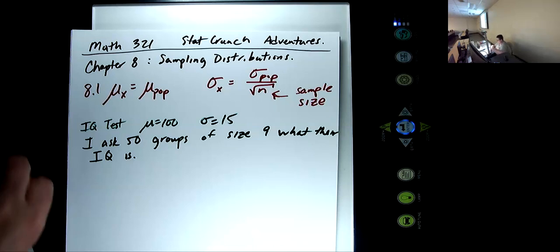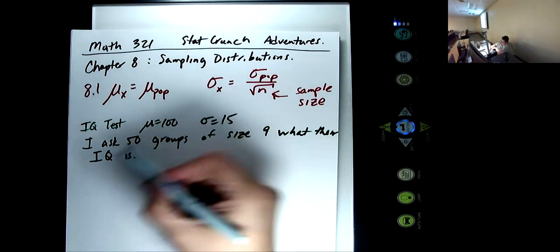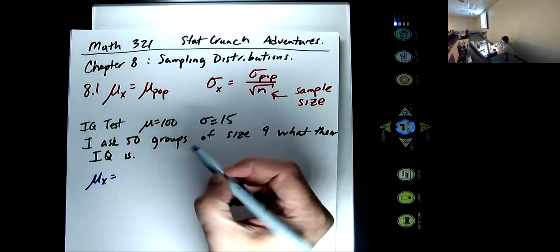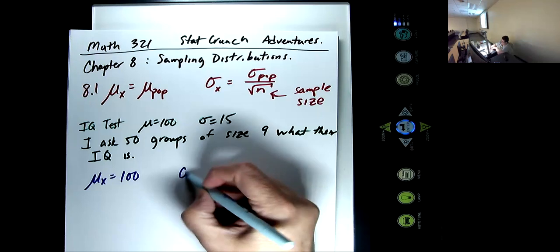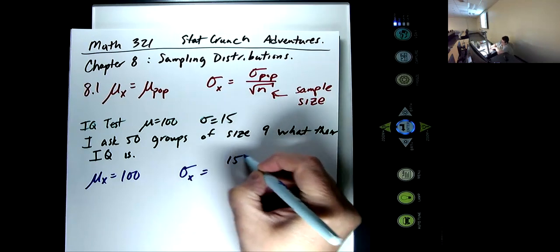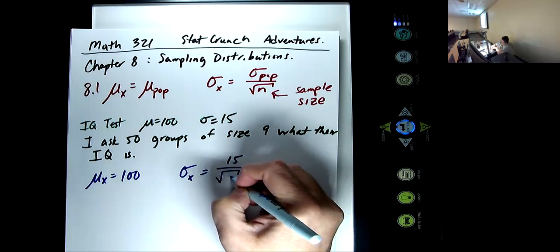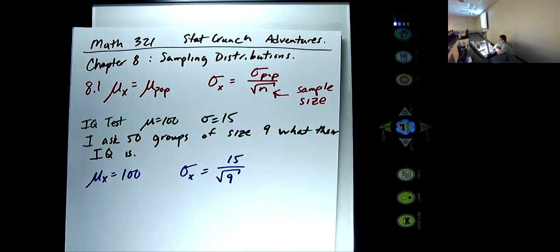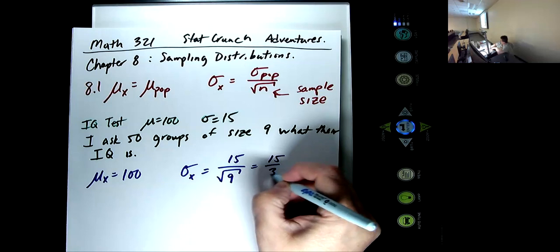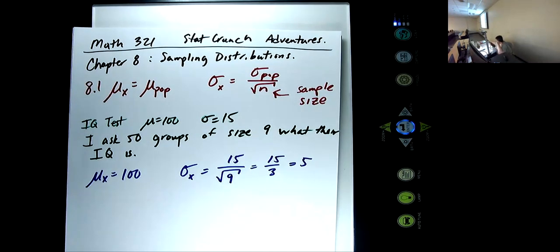So we can see when we do groups of size 9, we're going to have a mean that's the same as the population. Standard deviation is going to be the standard deviation of the population divided by the square root of the sample size, which in this case is the 9, not the 50. We had 9 people in each group, so that's the size of the samples. Which is 15 divided by 3, which is 5. These are some steps that you kind of have to do when you're working on problems in that section.